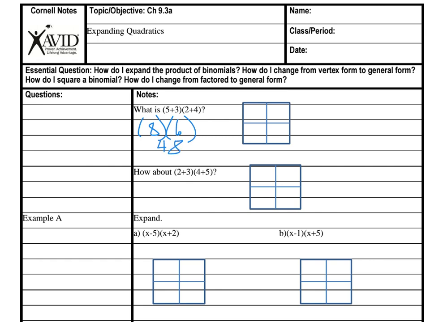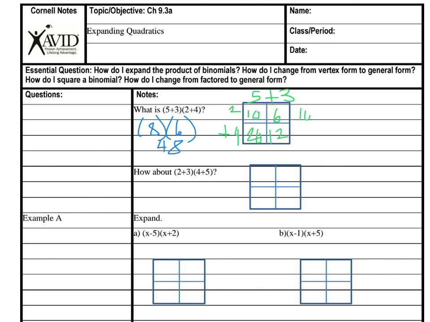I can do this same thing using the box over here to the right. So 5 plus 3 I can write on the top, or going down the side, it does not matter. 2 plus 4. So then I would do 2 times 5 is 10 in this box. 2 times 3 is 6 in this box. 5 times 4 is 20 in this box. And 4 times 3 is 12 in this box.